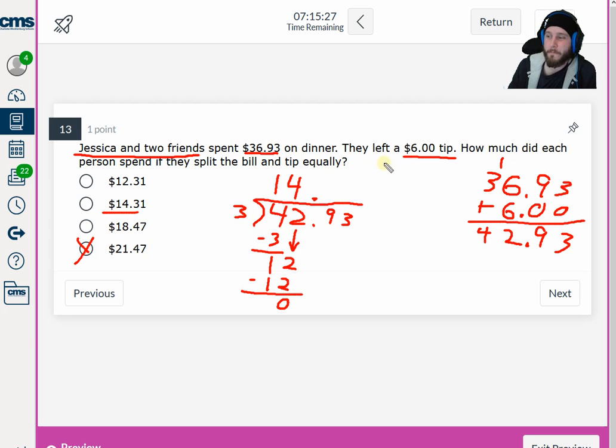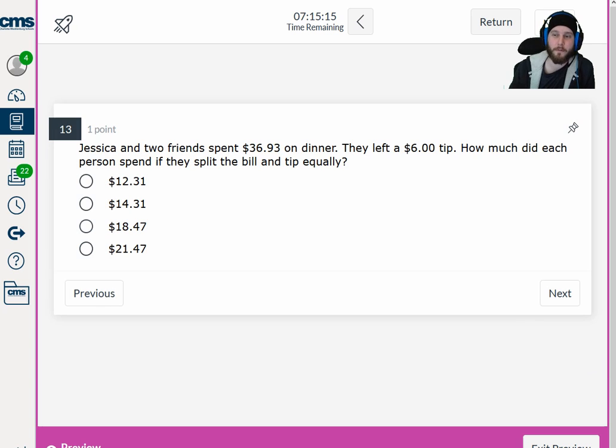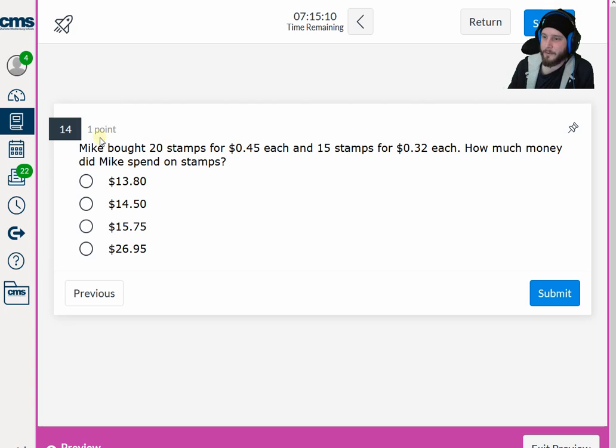Now, if you forgot to add the $6, you might have gotten 12.31. So do watch out for that. They are waiting for you to make a silly mistake like that. Read very carefully and make sure you've included everything that these problems want you to include. Last problem, Mike bought 20 stamps for 45 cents each and 15 stamps for 32 cents each. How much total did he spend on stamps?